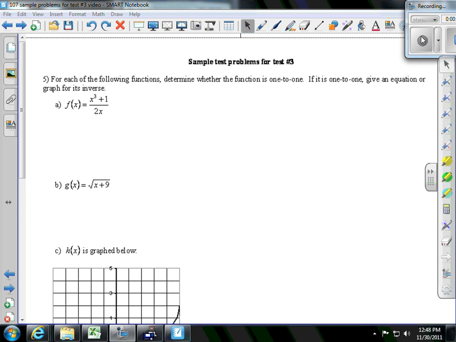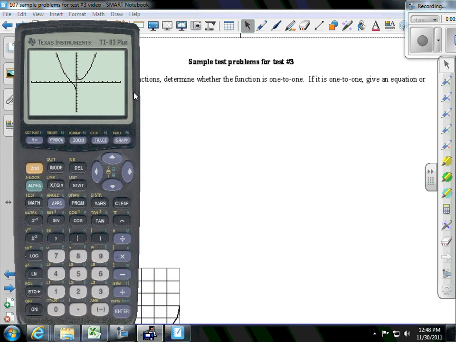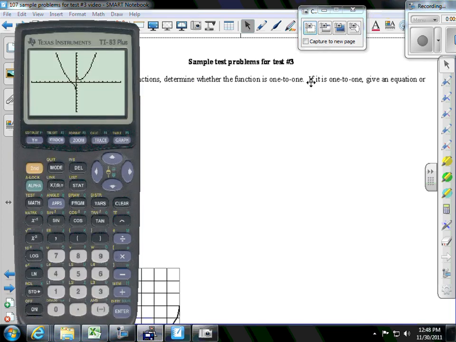So I don't expect that we know what that thing looks like, so let's go to the calculator. I've typed that function in here. Note that you need parentheses around the top and the bottom. And so we'll graph this function. And remember, one-to-one means it passes the horizontal line test. That is to say, if there's any horizontal line that hits the graph more than once, then it is not one-to-one. But if no horizontal line hits it more than once, then it is one-to-one.